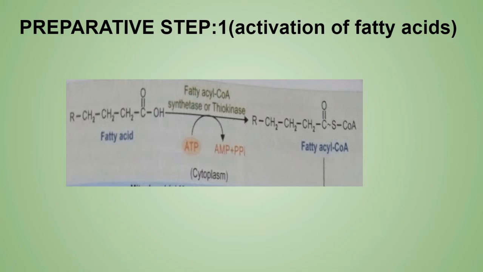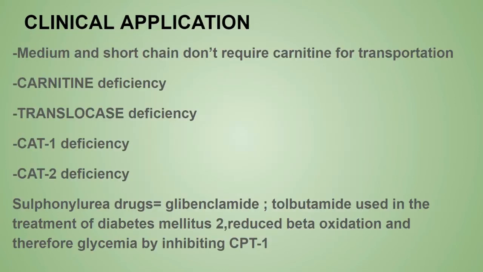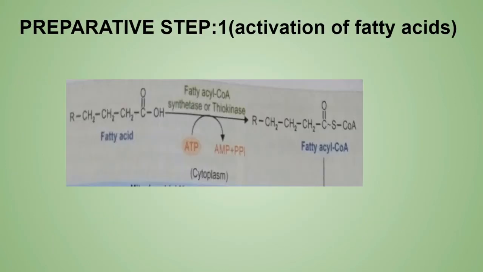Now it has mainly four preparatory steps. So first of all, step 1: activation of the fatty acid. Just remember, this process occurs in the cytoplasm. Only this step; the rest of the steps will occur in the mitochondrial matrix. This is the first step for the beta oxidation and occurs in the cytoplasm.